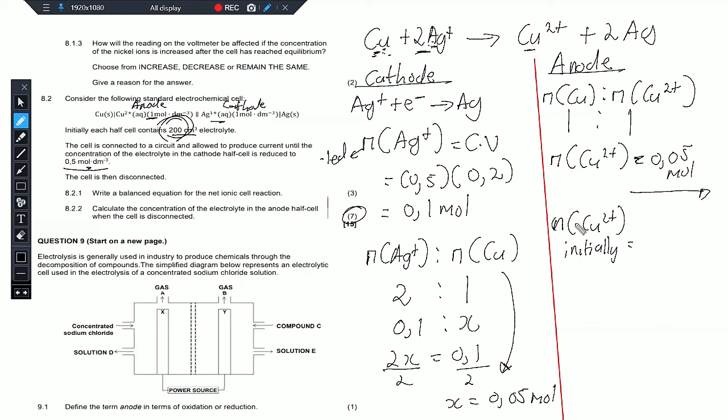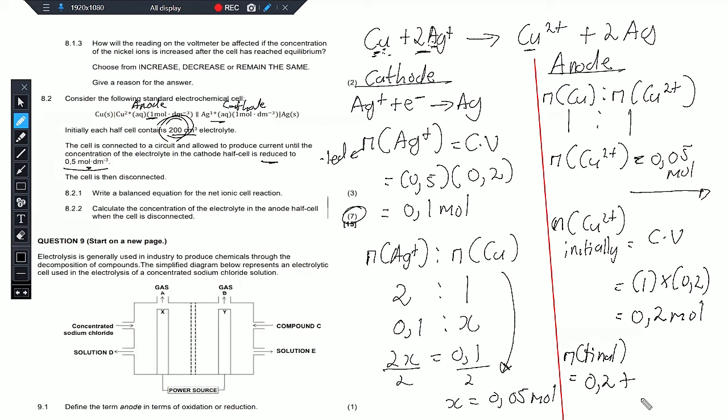The concentration, let's calculate the number of moles initial. So that's C times V. So that's 1 multiplied by the volume of 0.2, right? So we'll start by calculating number of moles. And then this is supposed to be 0.2 mole, right? So initially, these are the number of moles that we have. But then the ones that reacted is 0.05 mole. Now, in order to find the number of moles finally, remember these ones are the ones that came about as a result of the cathode here being reduced to 0.5 mole per dm cube. So the final one would have to be the initial number of moles of the copper 2+ ion plus the ones here that reacted, which is 0.05, the ones that were released. And then now when we add these ones, it's 0.25 mole. Right.